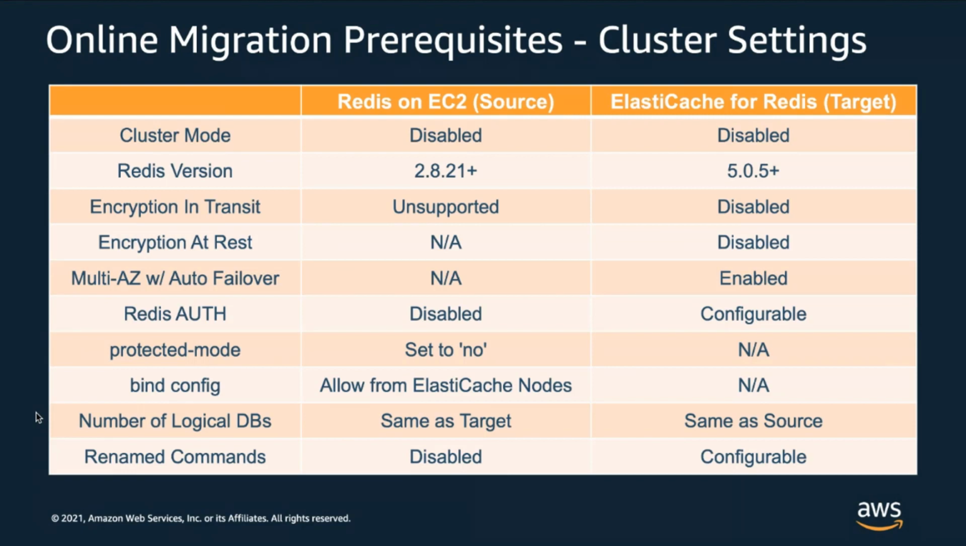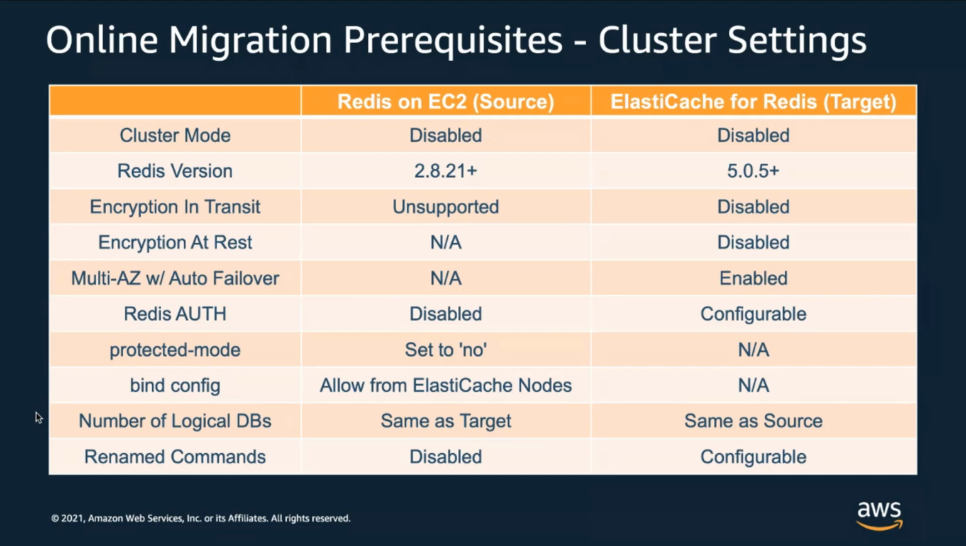To prepare your source and target Redis nodes for migration, identify the target ElastiCache deployment and make sure that you can migrate data to it. An existing or newly created ElastiCache deployment should meet the following requirements for migration. It's cluster mode disabled using Redis Engine version 5.0.5 or higher. It doesn't have either encryption in transit or encryption at rest enabled. It has multi-AZ with auto failover enabled. It has sufficient memory to fit the data from your Redis on EC2 instance. You can migrate directly from Redis versions 2.8.21 onward to Redis versions 5.0.5 onward.